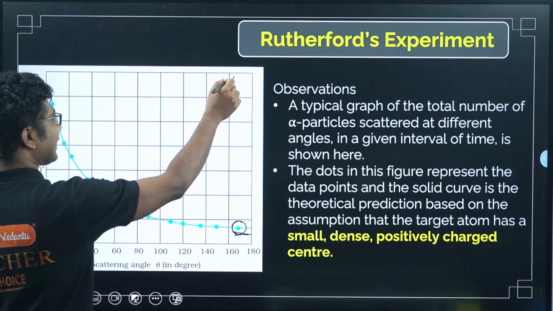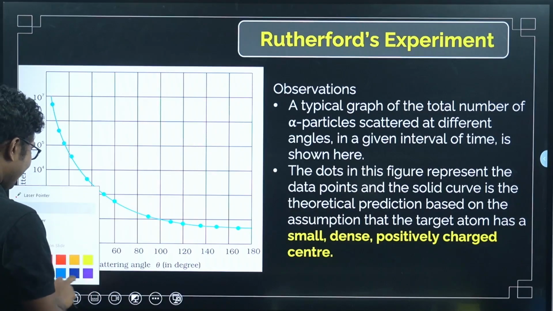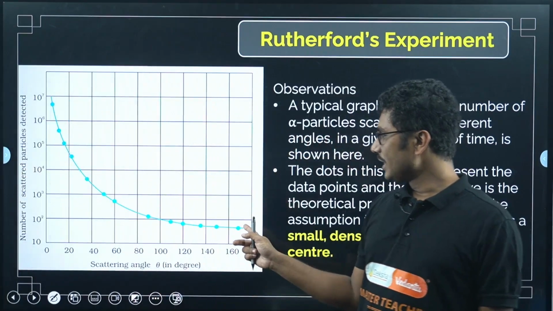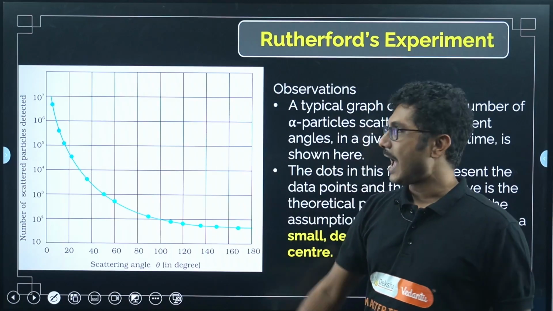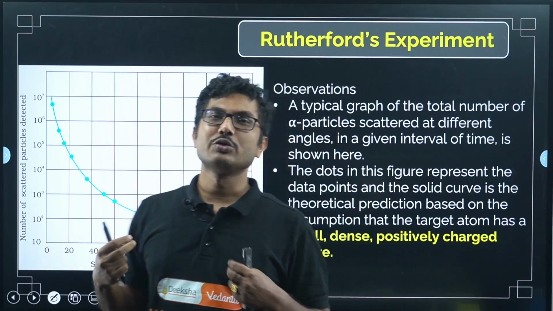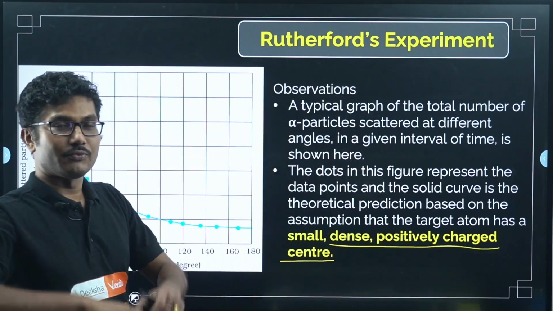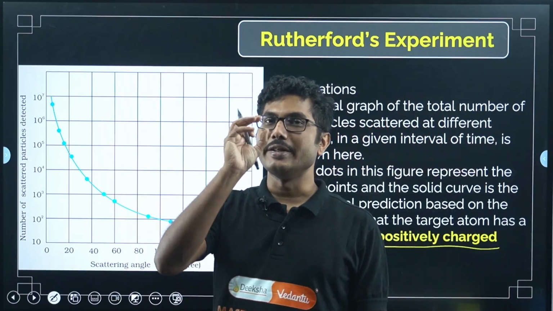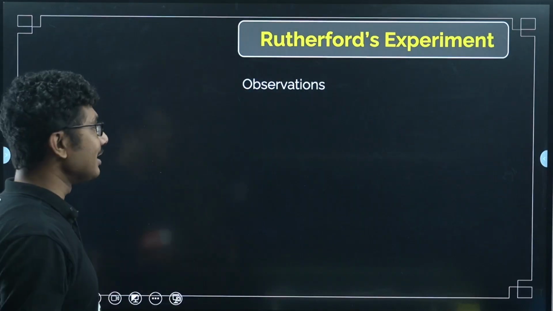So the number of particles directly getting reflected was expected to be very high, but what we got was completely shocking, completely surprising: what we expected to be so high came out to be very small. And if you plot this graph, it is very close to that of a small, dense, positively charged center. So instead of a full-fledged atom with a positively charged base, it is now considered to be a very small center. What is the name of the center? You guessed it correctly, that is called the nucleus.